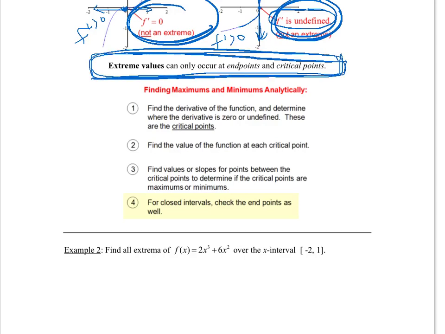If you are trying to find maximums and minimums analytically, using algebraic manipulation given a function, the first step is to find the derivative of the function and determine where the derivative is 0 or undefined. So here we go, we're talking about those critical points. Then you're going to find the value of the function at each critical point. And from there, we're going to use the values of the slopes between the critical points to determine if we've got maxes or mins. So again, we're letting the derivative help us learn about the original function. If you have a closed interval, you're going to check endpoints as well.